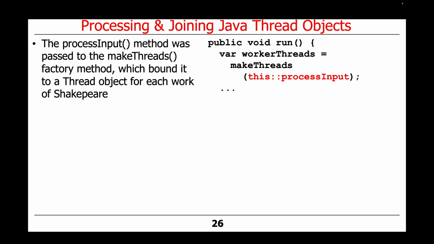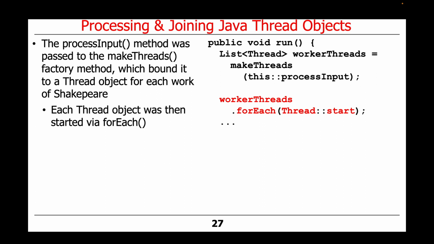We'll now turn our attention to the ThreadJoinTest class and how it processes and joins Java thread objects. We'll focus on the process input method, which, as you may recall, was passed earlier to the makeThreads factory method, which bound it to a thread object for each work of Shakespeare. Each thread object was then started via the forEach method and the thread start method reference.